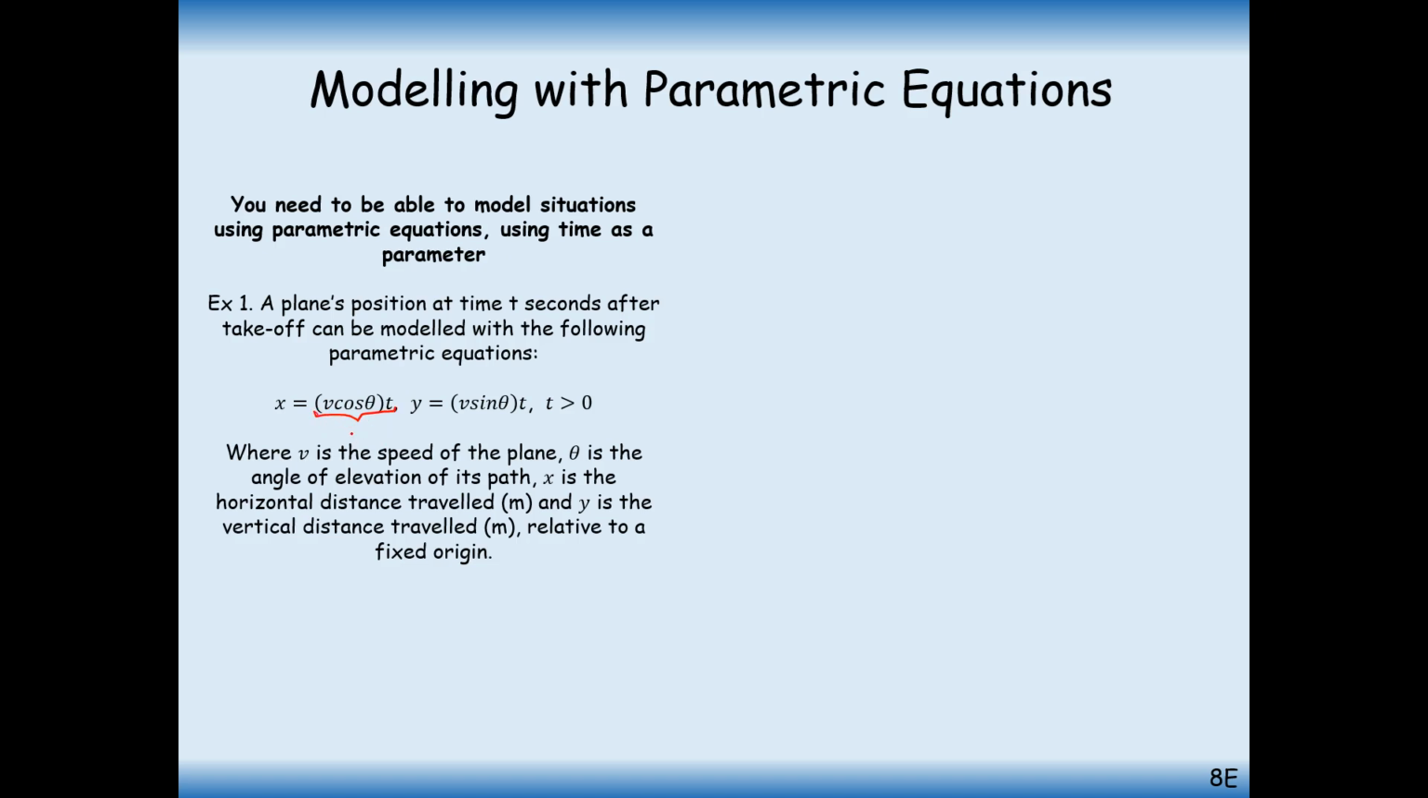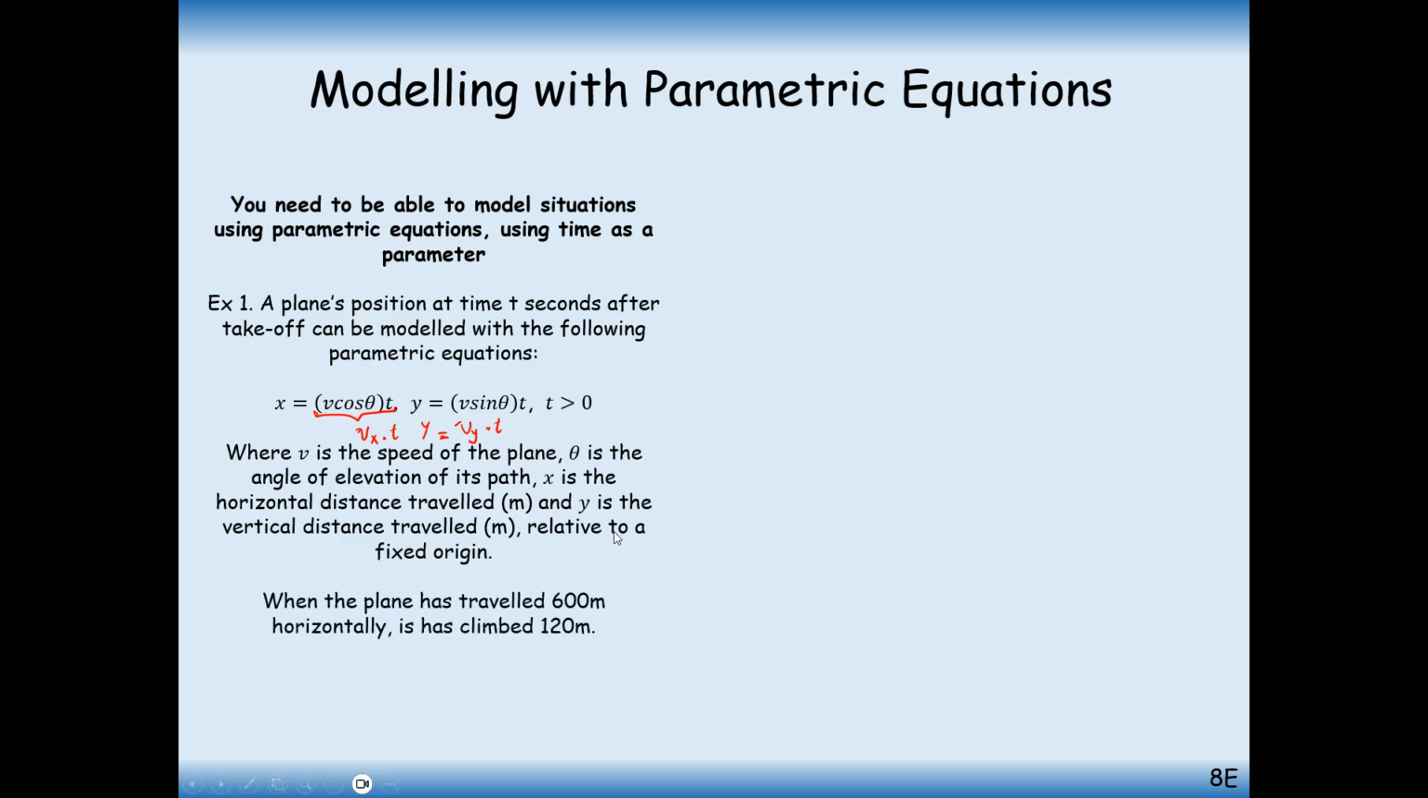Therefore, the value of v is multiplied by t to give us the displacement, that is the x value, and the displacement in the y direction is again v in the y direction multiplied by time. So v is the speed of the plane and θ is the angle of elevation of its path, and x is the horizontal distance traveled, y is the vertical distance traveled in meters relative to a fixed point, the origin.